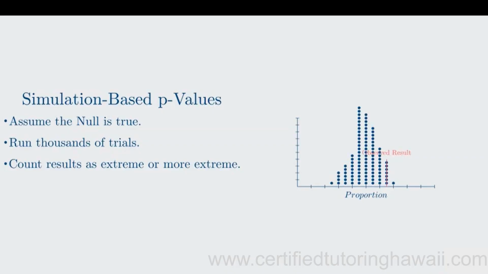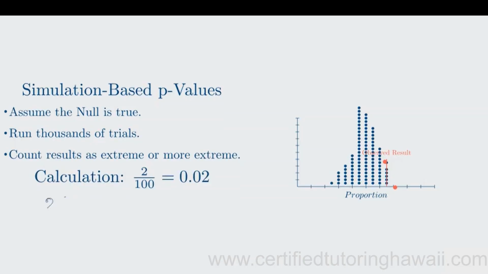If we observed a result of 0.6 and we ran 100 simulations, we would count how many of those dots are at or above 0.6. If only 2 out of 100 simulations reached that value, our p-value is 0.02. This tells us that if the null hypothesis were true, a result like ours would only happen 2% of the time by pure random chance.